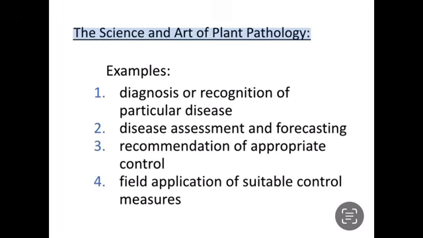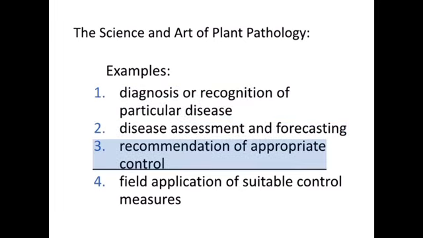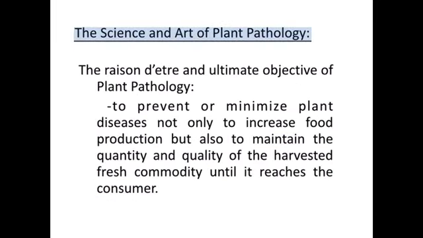The science and art of plant pathology. Examples: 1. Diagnosis or recognition of a particular disease. 2. Disease assessment and forecasting. 3. Recommendation of appropriate control. 4. Field application of suitable control measures. The science and art of plant pathology.